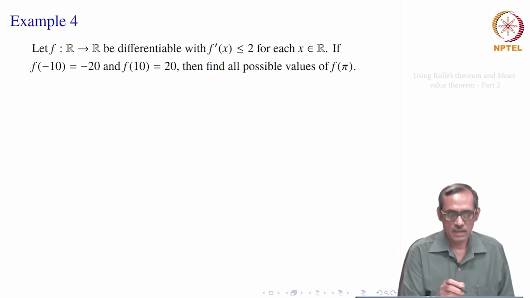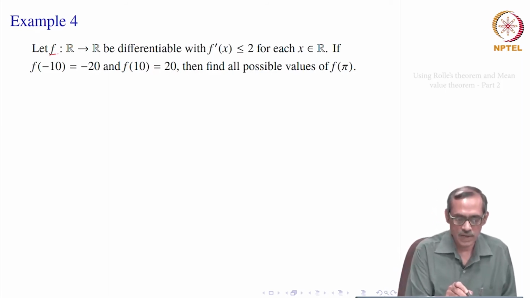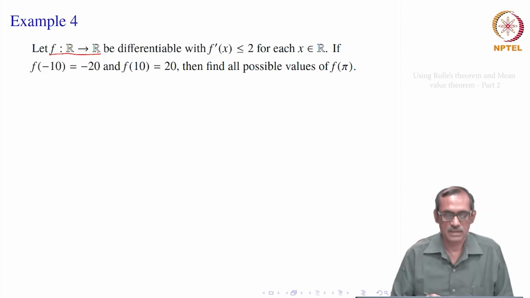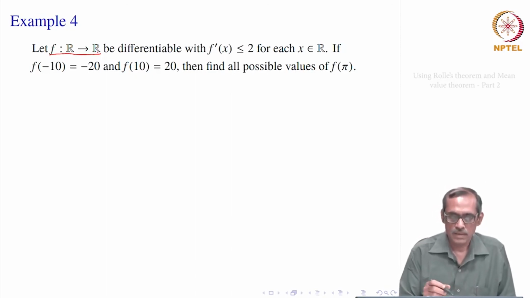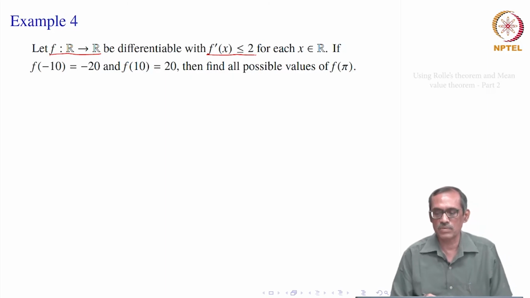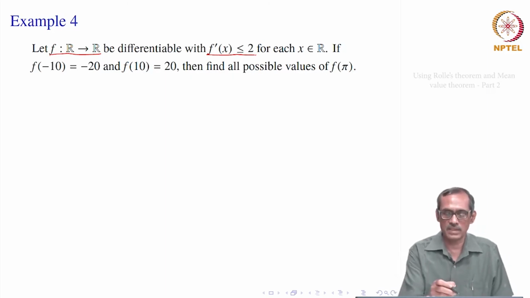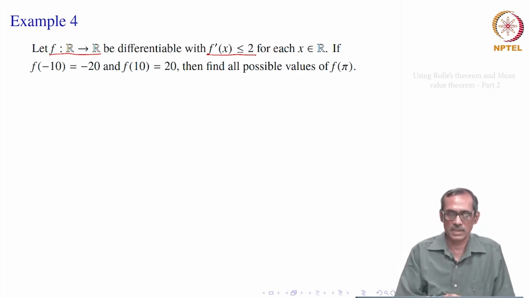Here again the function is defined over the whole of R. It is a real valued function with domain equal to R. So, it is known as earlier that it is differentiable with f prime x less than or equal to 2 for each x in R. This is exactly the same condition as in example 3. But we are asked something else.